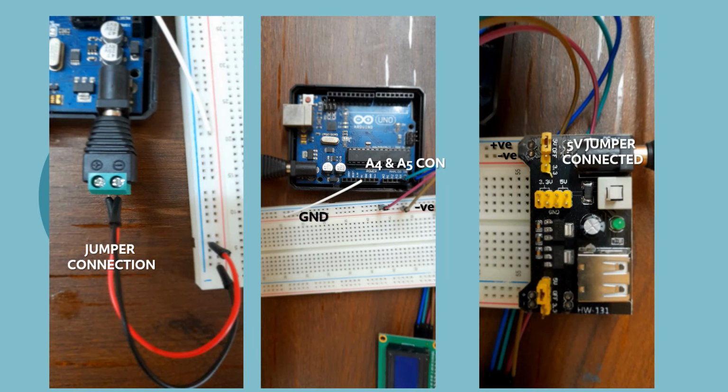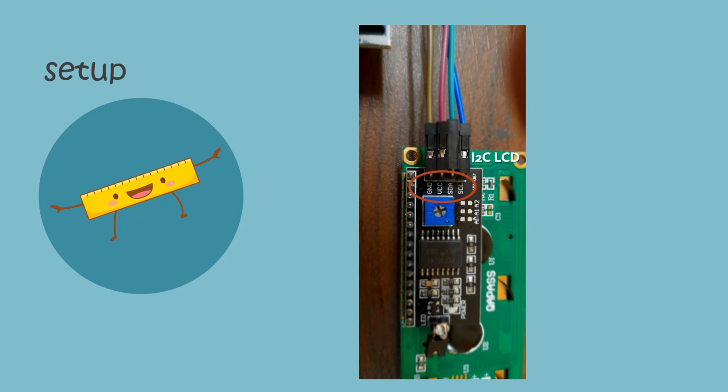So here are the connections in a little bit more detail. This is the jumper connection. These are the A4 and A5 connections. This is the ground connection. We are grounding the Arduino just as a safety. Then this is the MB102 showing the positive rail and the negative rail. And here are the connections at the I2C device.